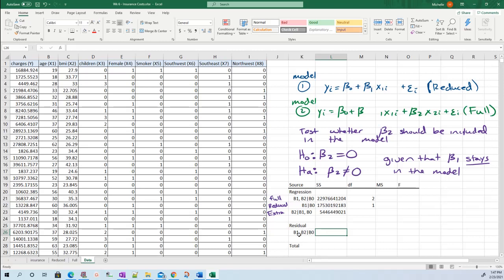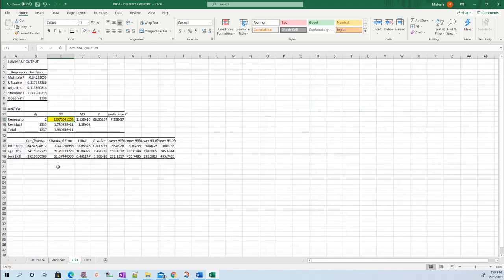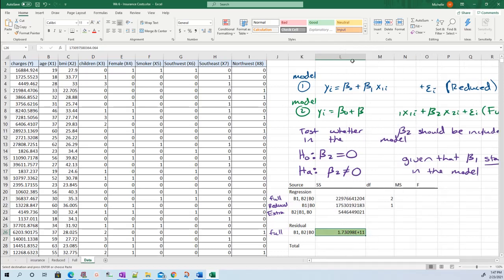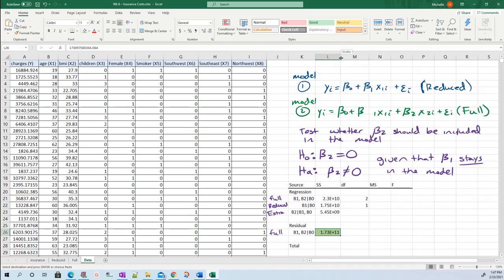All right, residual. This is your sum of squares residual for the full model. So let's go to the full model, and that's the number I want, this guy right here. So let's press Control C and then press Control V. It's a huge number. That's why it says e to the positive 11. So it's a really big number.